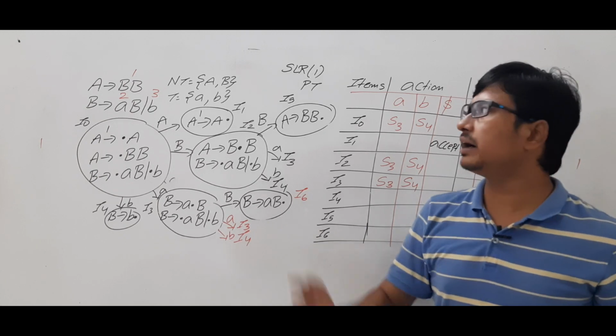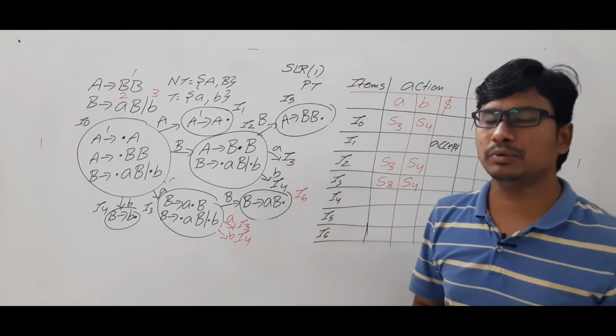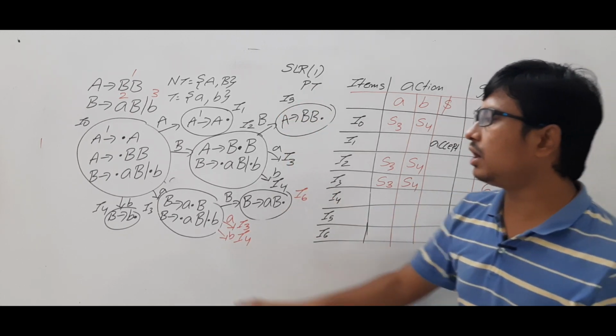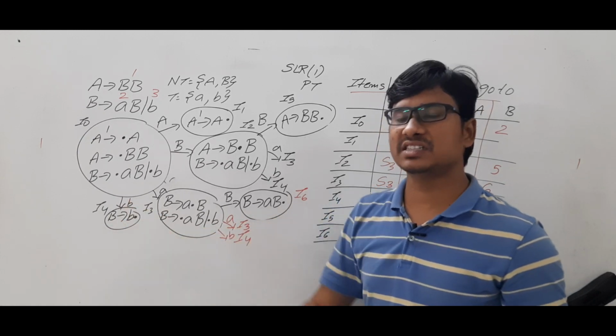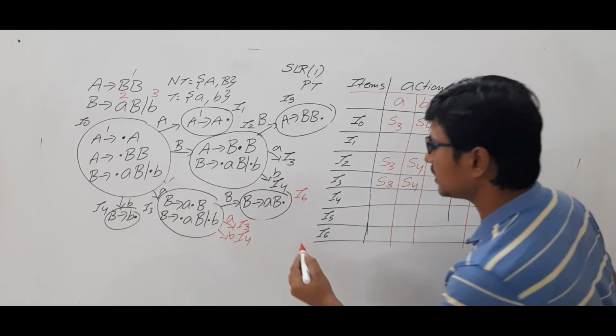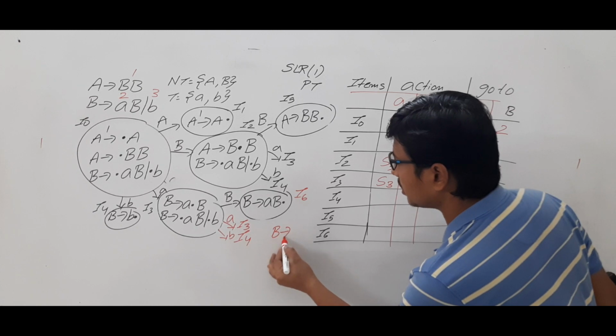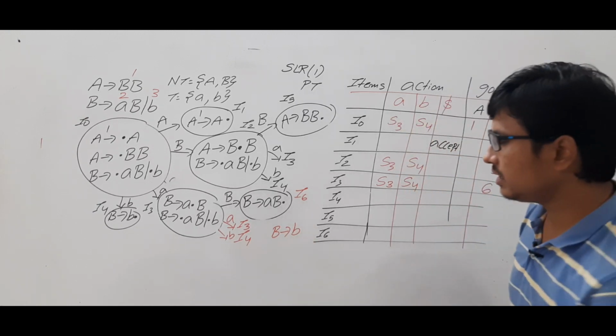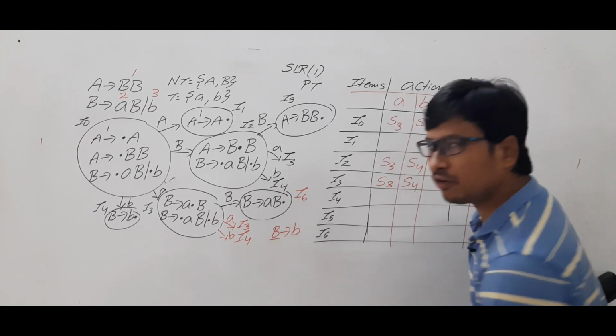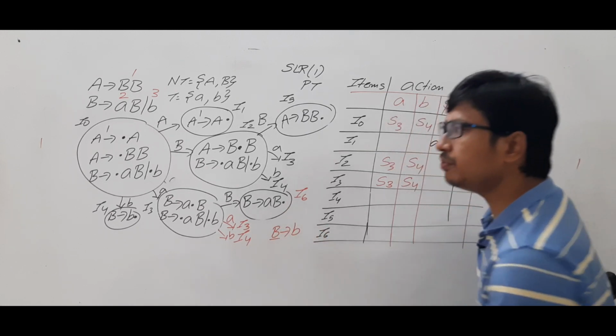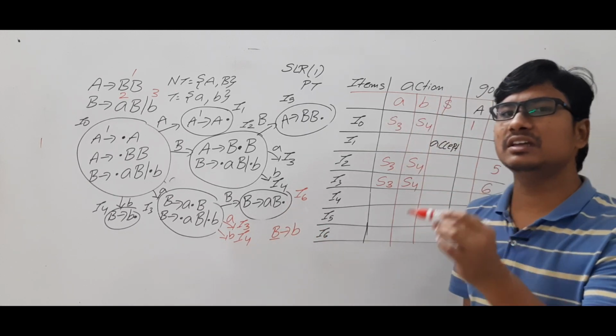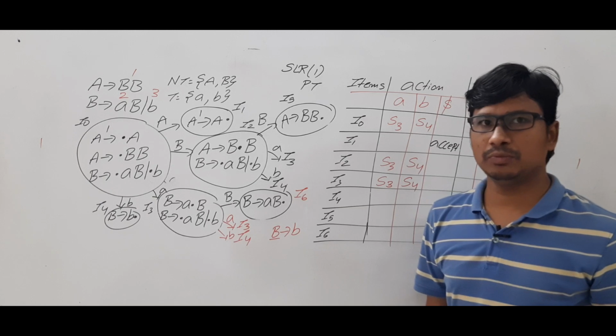But coming to the SLR1 parsing table, we will compute the follow of the left hand side. As we have a production B determines B, I will compute the follow of B. In the follow of B only, I will write the R3. Are you able to understand?